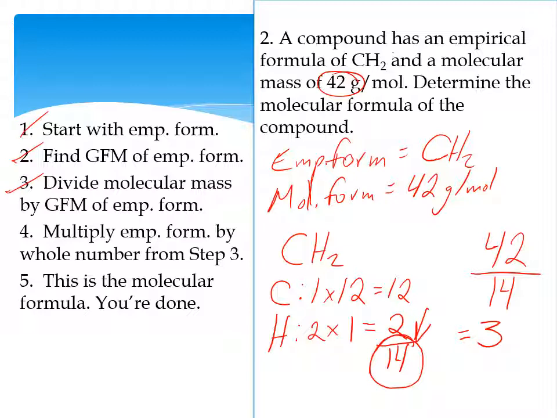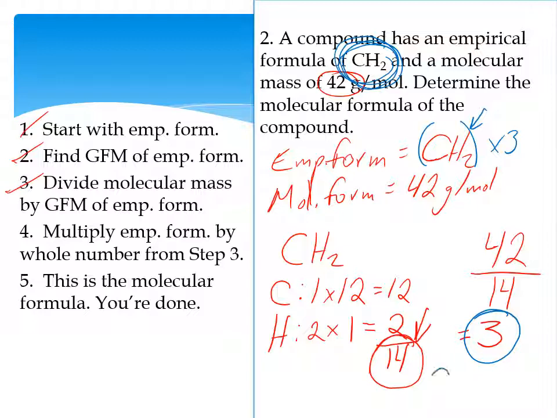Our molecular formula, our actual molecule, is 3 times larger than whatever our empirical formula was. Our empirical formula was CH2, so our answer is going to be 3 times larger than CH2. So I want to take this whole thing up here and multiply it by 3. And again, I can't just write a 3 in front because that just means there's 3 of it. So that's not going to be something I can do. But I will just multiply each individual element by 3.